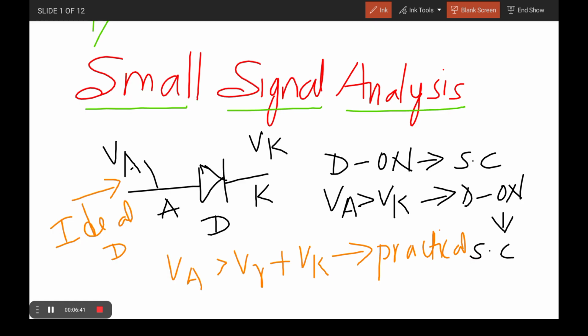Coming to the previous slide, we will take one more blank. This is the case if the PN junction diode is in on condition. The current equation is ID is equal to I naught into e power Vd by eta Vt.